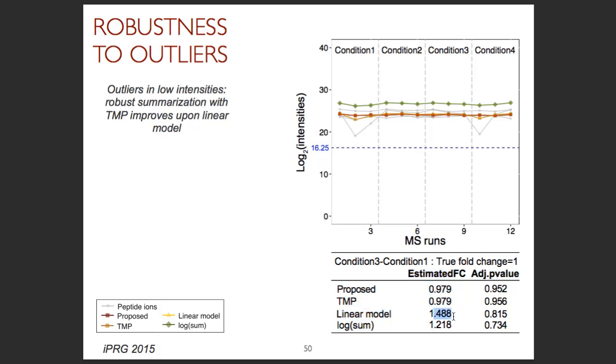The worst effect is on the linear model, because the linear model will be sensitive to outliers. If you don't do anything, it will really be undermined by this. So essentially, the means in the group will be pulled down.